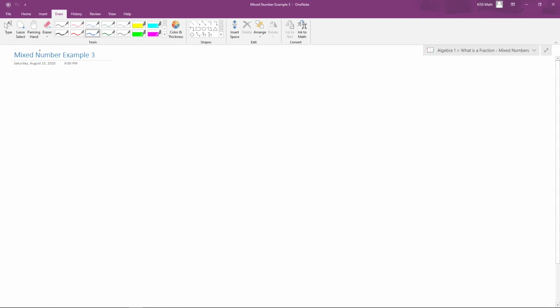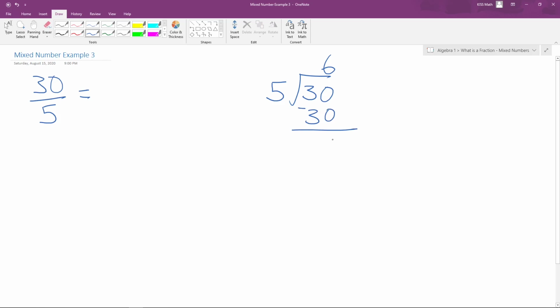So here's another one. 30 over 5. So 5 goes into 30 6 times, and 6 times 5 is 30, and we end up with 0 remainder. So we would write 6 as our whole number, and since we have no remainder, you're done. There's no fraction piece to it. This is your final answer.